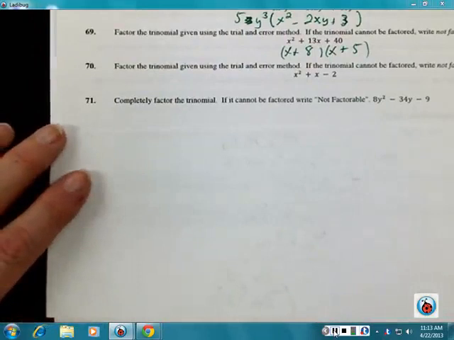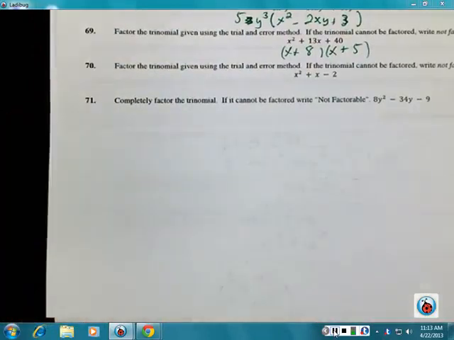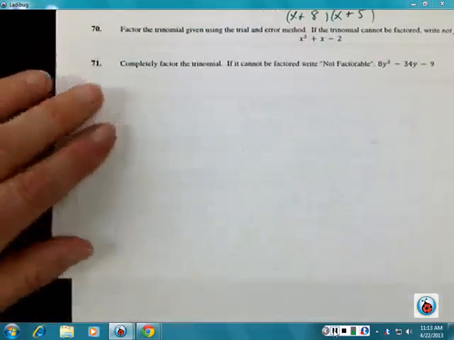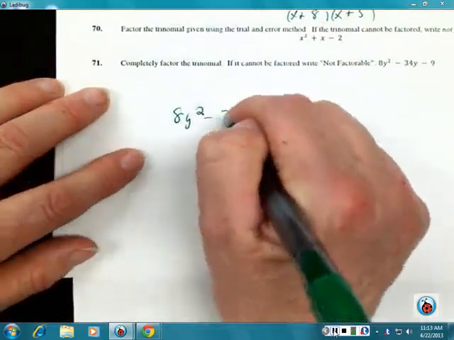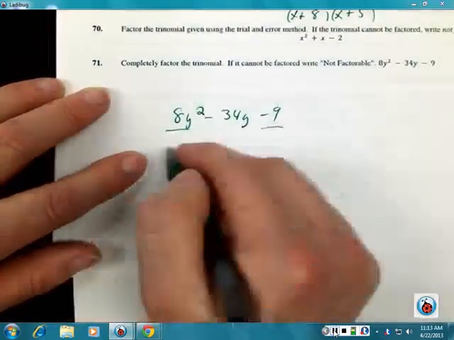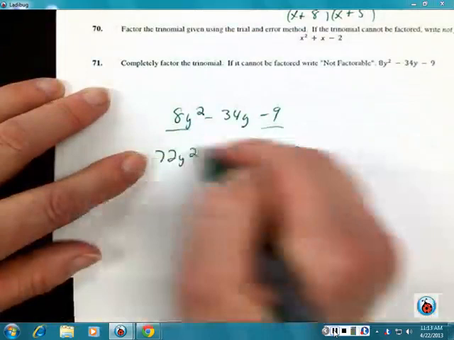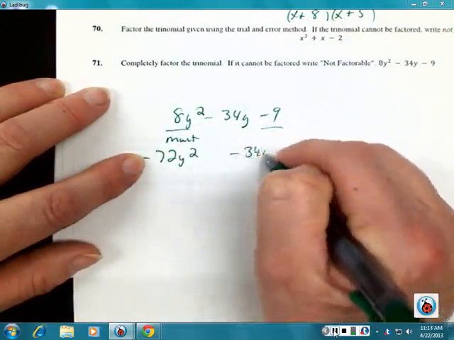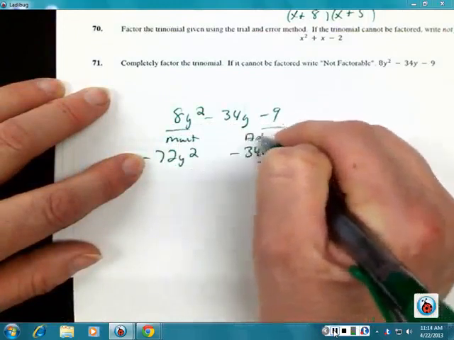This one? 8y squared minus 35y minus 9. What in the world can we do with that one? Can't pull anything out. Just split the 8y squared minus 34y minus 9. All I can do is multiply the first term times the last. So you have to split that center term. So negative 72y squared, and I need a negative 34y when I add those things together.